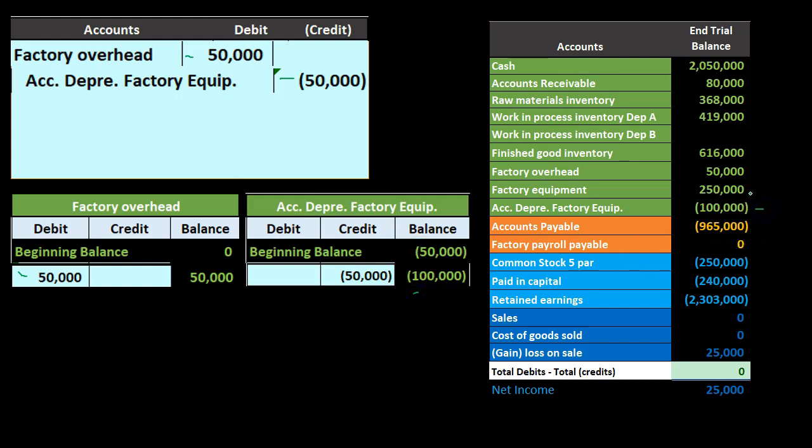There's the 100. Here's the equipment. It's going down in a book value method because the contra account is going up. And so the difference between those two would then be the book value. And then we've got the factory overhead now at our 50.